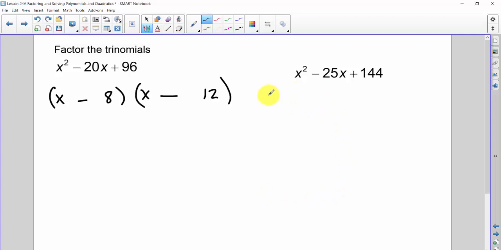Once again, two things that multiply to 144 and get me negative 25. Now, here's something that's a little bit more difficult. I know my multiplication facts, and I know that 12 and 12 is 144, but it's not getting me negative 25. Now, I know two things that do get me 25. That's 10 and 15, but that doesn't get me 120 or 144.